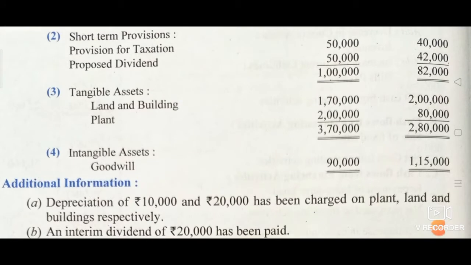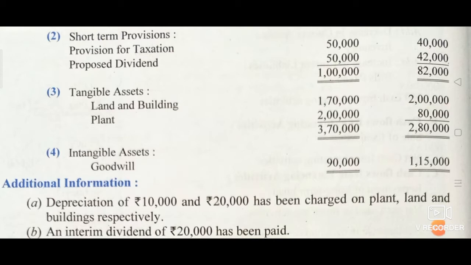Provision for taxation. Current year's provision is 50,000, last year's provision is 40,000. We have to prepare provision for tax account because in adjustments, that is additional information, in third adjustment they told us that income tax of rupees 35,000 has been paid. So we have to find current year's provision made. So we will prepare provision for tax account.